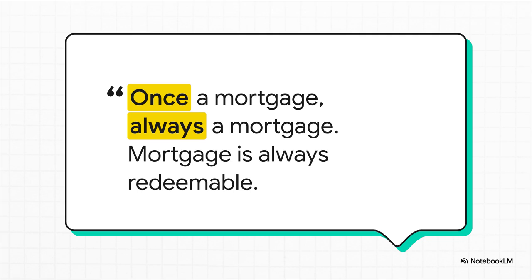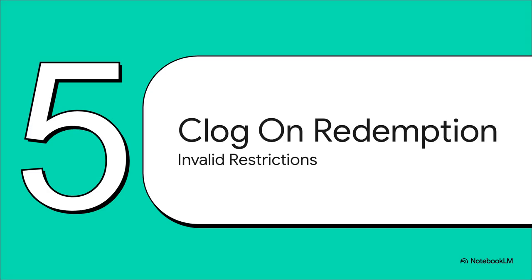This principle established by the English courts of equity means that a transaction which at its inception was a mortgage will retain its character as a mortgage forever, until it is redeemed or legally foreclosed. You simply cannot disguise a mortgage as a sale to trick a borrower. Which brings us to the second distinct half of the university question. Heading number 5, Clog on Redemption.